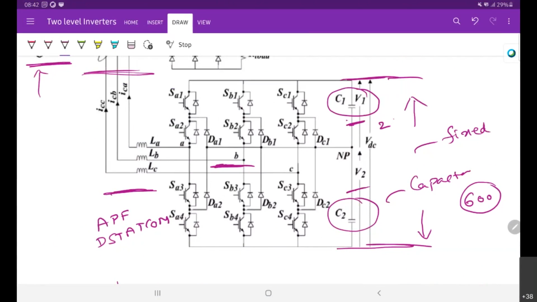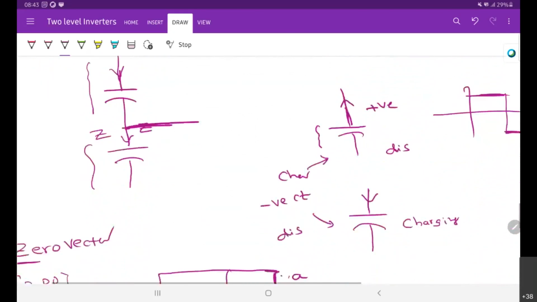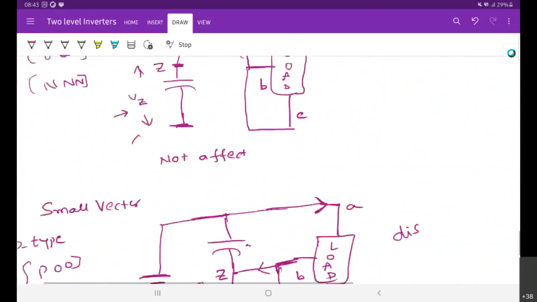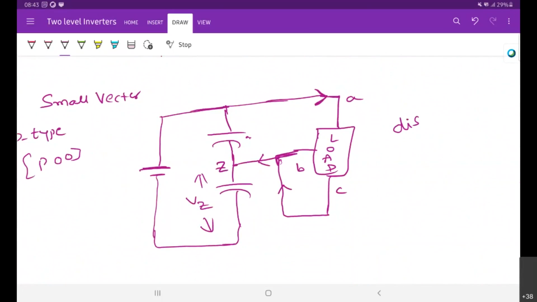For example, if it is changed to 280, then this is changed to 320. Because we have an outside controller, it will keep these two DC sources equal to some reference value, right? Clear? So one capacitor increasing or decreasing means the other capacitor is in the opposite action. Clear?